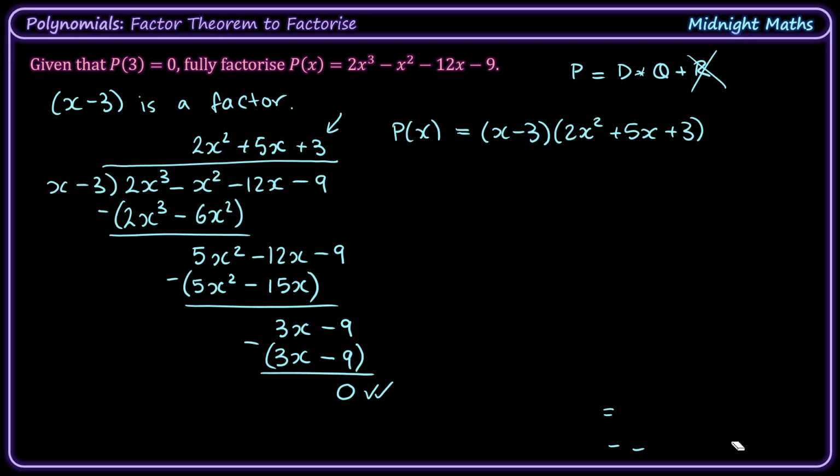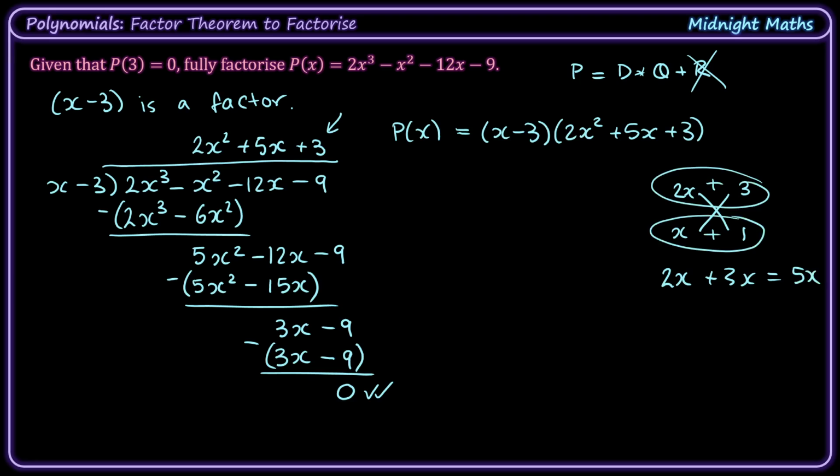We can use the cross method in this one. So let's draw our cross out, and we'll think about two things that give 2x, so maybe 2x and x, and then two things that give 3. Maybe we can do 3 up here and 1 down here. And if we try to multiply across the cross, that's 2x plus 3x. That does give us 5x. And so our brackets will be this and this.